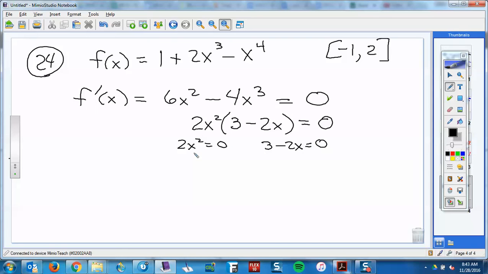So here you divide by 2, it's 0, you square root, it's still 0, right? And then here you would add 2x over there. How much of this you show is totally up to you. And then what would that be, 3 halves? 3 halves. Now, the other thing you should check is, are those in your interval? Are those between -1 and 2? And they are. If you get one of these that's not inside your interval, you just throw it out, right? You just throw it out.